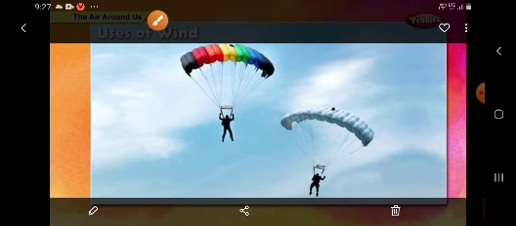Now parachute. Children, parachute is another example. It will be able to fly only when there is wind. So parachute is another example of the uses of wind. A parachute will only fly when there is movement in air or when there is wind. So children, parachute is another example of moving air or wind.